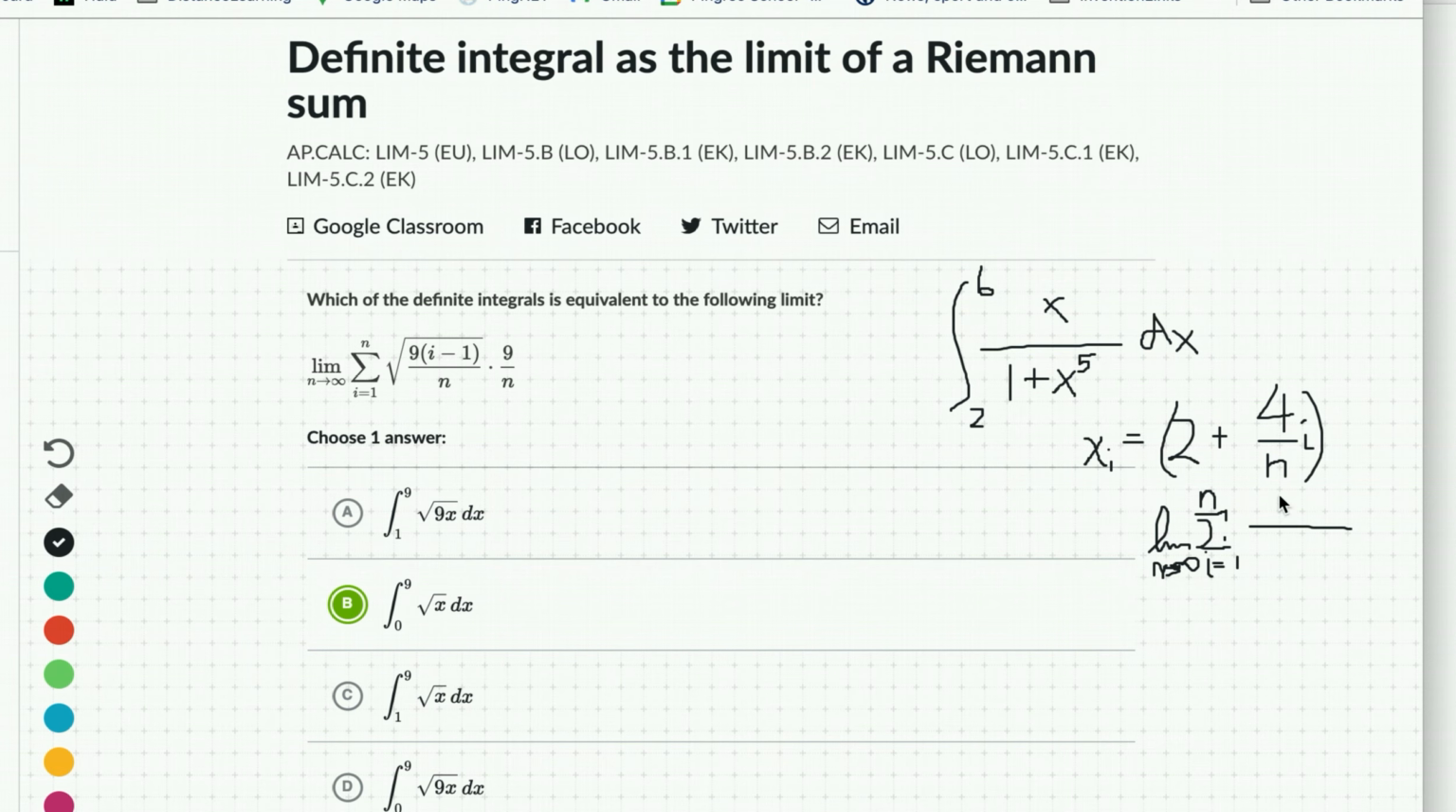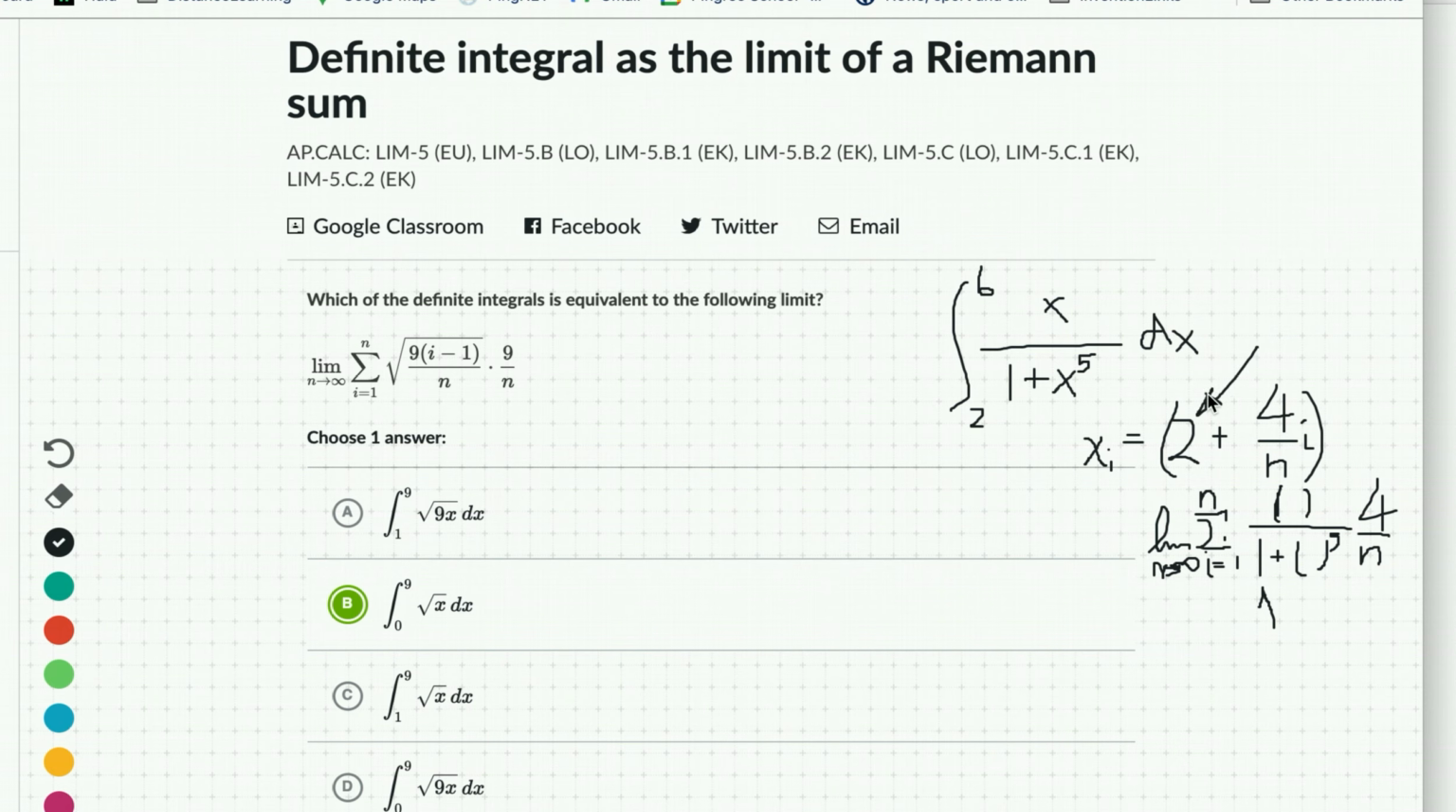So it'll be that parentheses, 2 plus 4 over n i, and then down here it'll be 1 plus that exact same thing, 2 plus 4 over n i, and then to the 5th power, and then times the width. The width will be this 4 over n. So that tells you the information that you need to know about how wide is your interval, and the 2 inside here will tell you where you start.